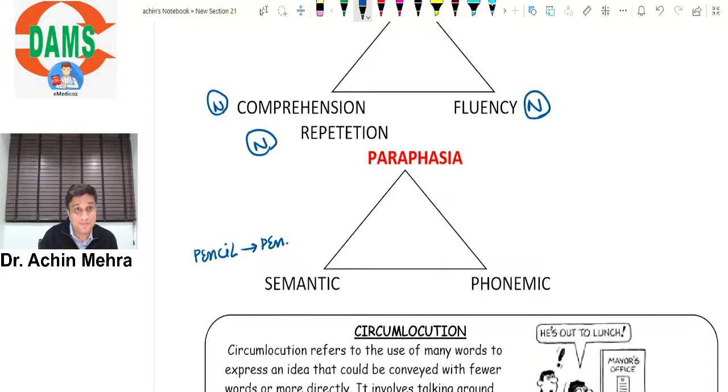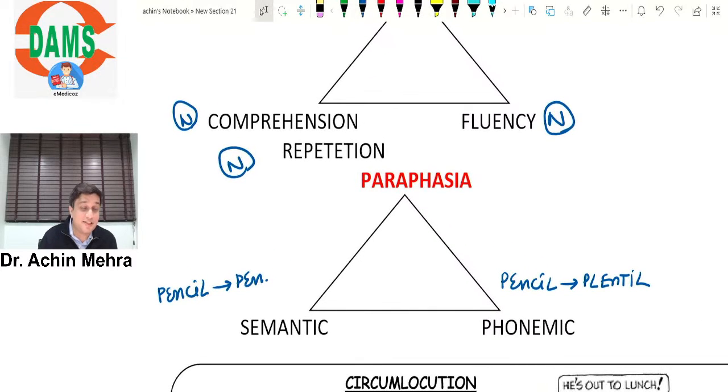That's the problem. He's totally confused between two objects which are required for writing on a piece of paper, serve the same function, but are exactly different. While in phonemic, when I show him a pencil, he will look at it and tell me it's a pentel. So phonetically it is incorrect. The pronunciation has gone wrong over there. That's the phonemic paraphasia. Right? So paraphasia is just another thing in which my patient gives me an incorrect name for a particular thing.